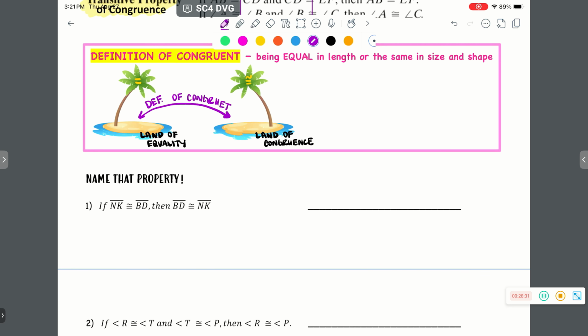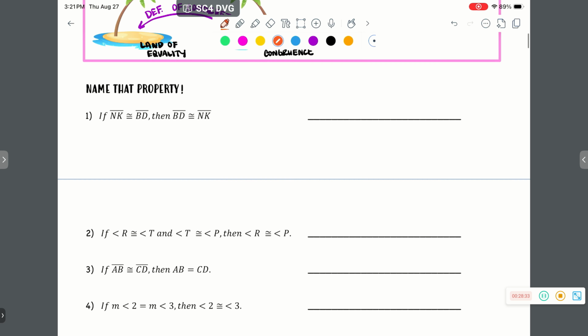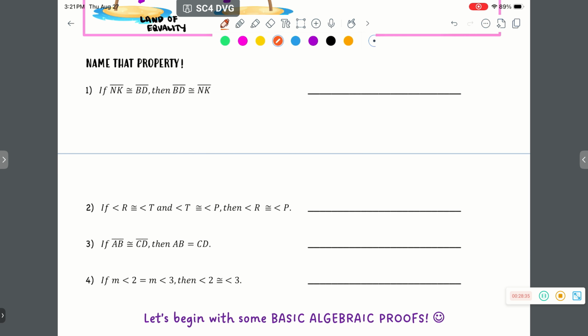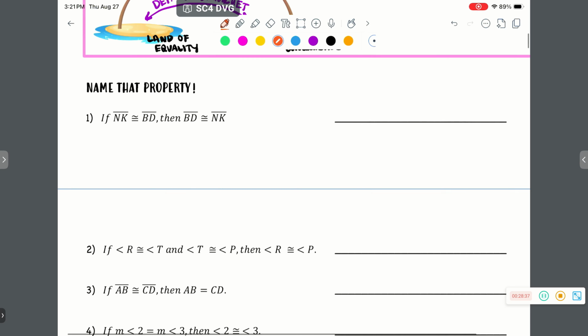All right, let's play another little game of name that property. Here we go. Symmetric. Yes. So at this point, it is not enough to just say symmetric property. You must add of congruent. Yes, you can abbreviate it with the congruency symbol. That's okay.